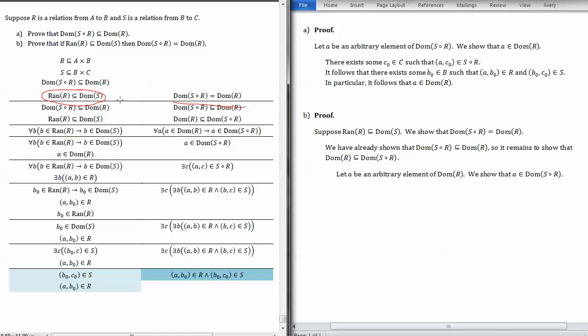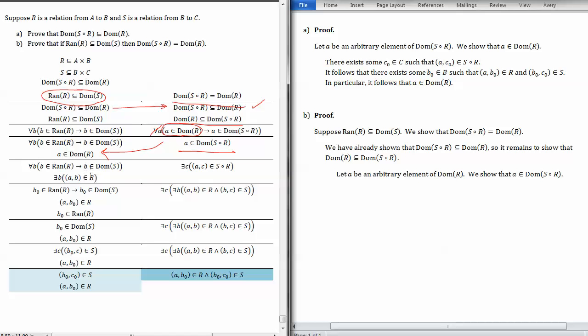And then we have already shown this statement, which gives us the first half of our goal. So it remains to show this one, right? And for that, we let the definition and then let A be arbitrary, and in fact, an arbitrary element of domain of R. We're going to show that A is in domain of S composed with R. Great, so that's our new goal.